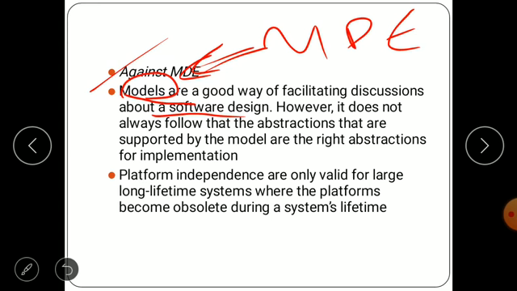Platform independence is only valid for large, long lifetime systems where the platform becomes obsolete during the system lifetime. Whatever program you are going to run, it should run on all the platforms. There are many types of OS, and in all the types of OS the given program should run. That is the meaning of platforms.